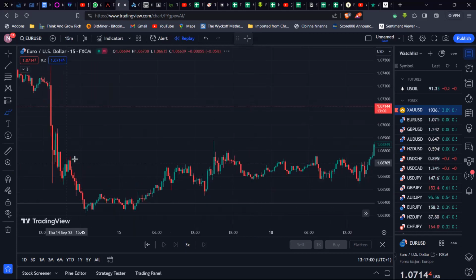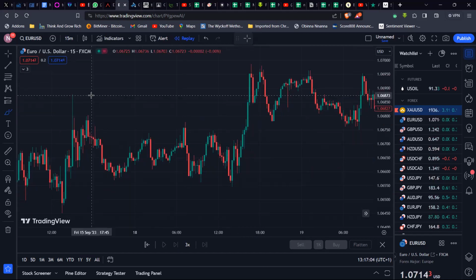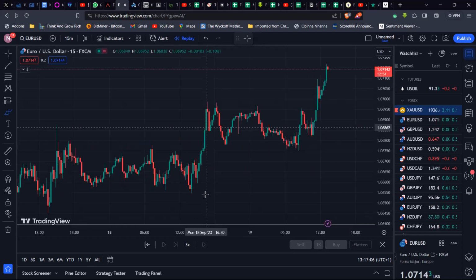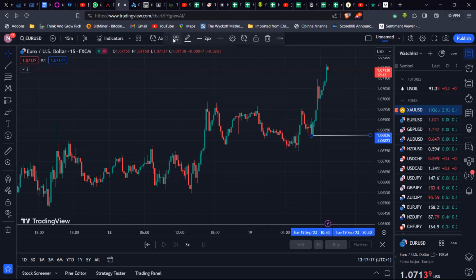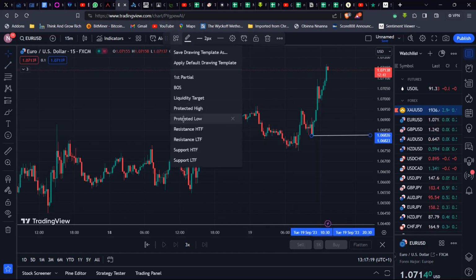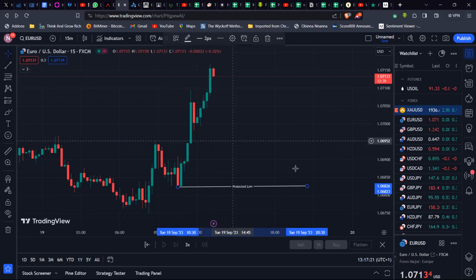On the 15 minutes, we're beginning to shift. So we shifted here, and then here, and then here. So on the 15-minute time frame, this would be the high break, so this would be the protected low. That'll be our protected low on this particular 15-minute time frame.